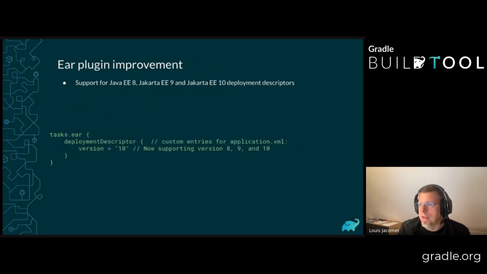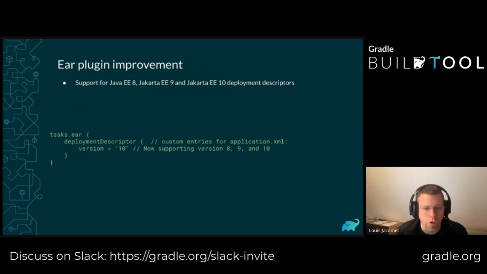And then the next one is EAR plugin improvement. Yes, there are still users of the Java EE specification building EAR files. And for a long while, Gradle was lagging behind in the supported deployment descriptor. And so support was added for Java EE8, Jakarta EE9, and Jakarta EE10 deployment descriptors. And so you can now configure them based on a version simply. Previously, you could still use the EAR plugin, but you had to effectively do a full custom deployment descriptor. And now you have a nicer way to specify that. Yeah, that's nice. Thank you.